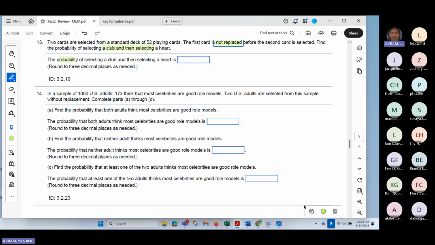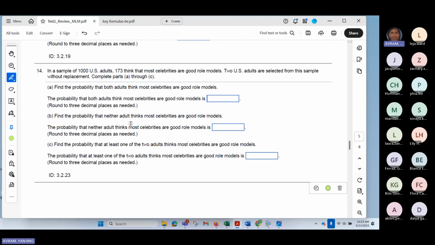Okay, let's look at number 14. In a sample of 1,000 US adults, 173 think that most celebrities are good role models. Two adults are selected from the sample without replacement.